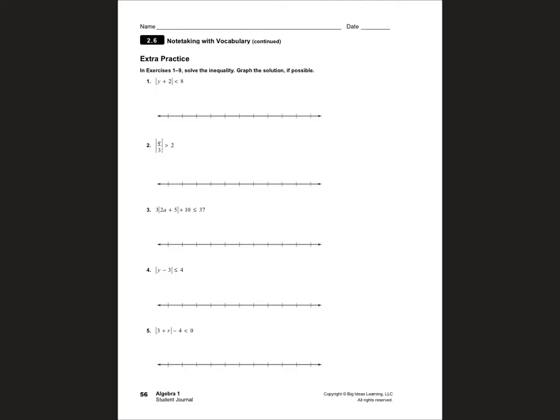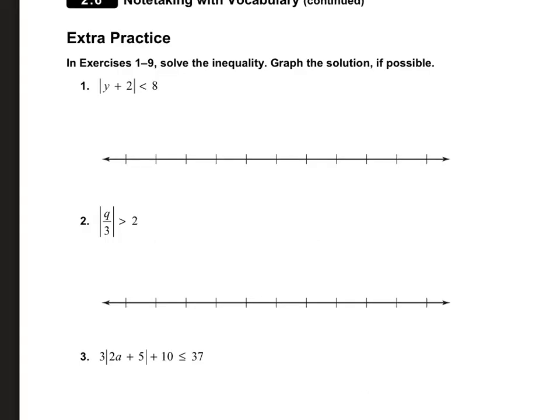Okay, now we're moving on to page 56. So I'm going to put which one is which. The less than is, remember, the and, and the greater than is, remember, the or from the previous page. So if we take a look at number 1, this is an and. So we could split it up into two parts.